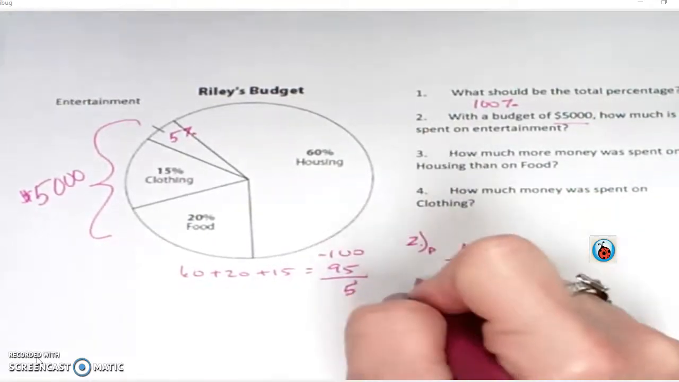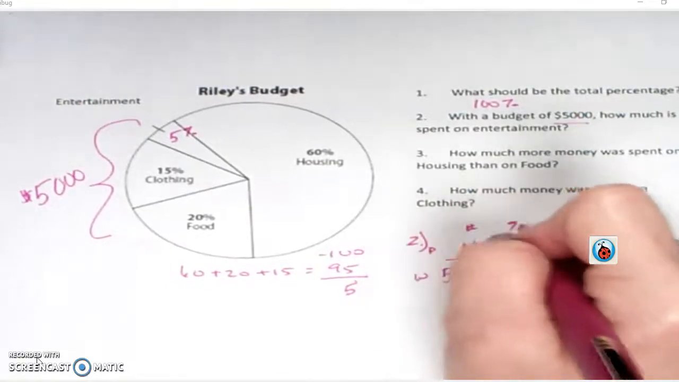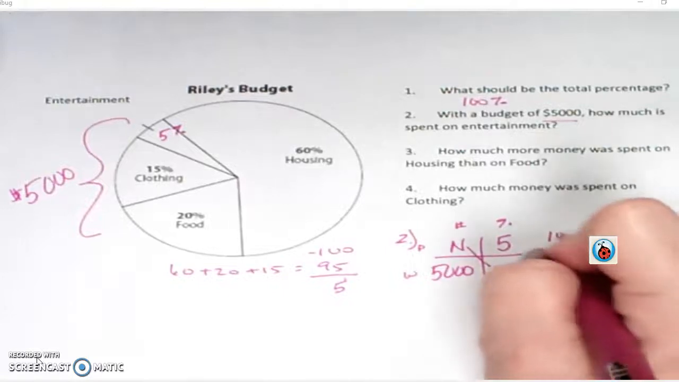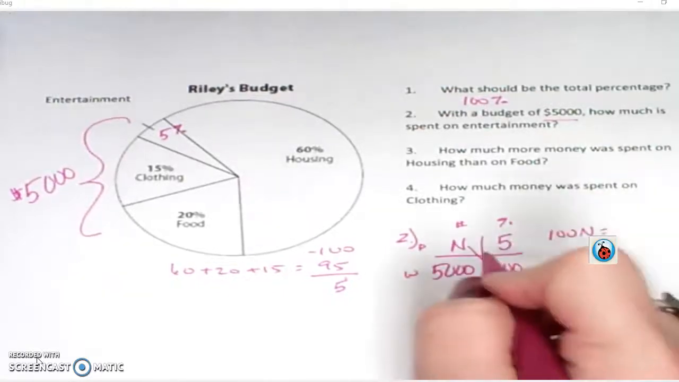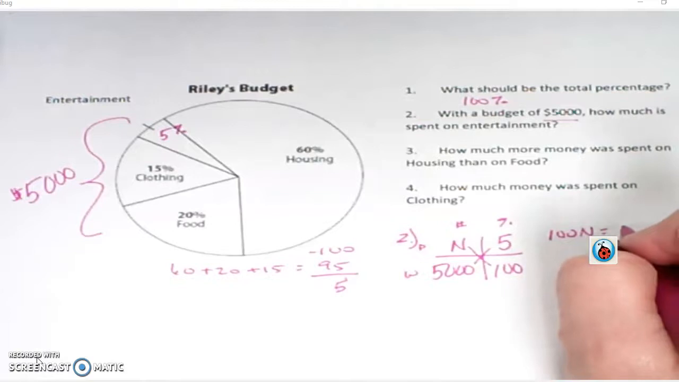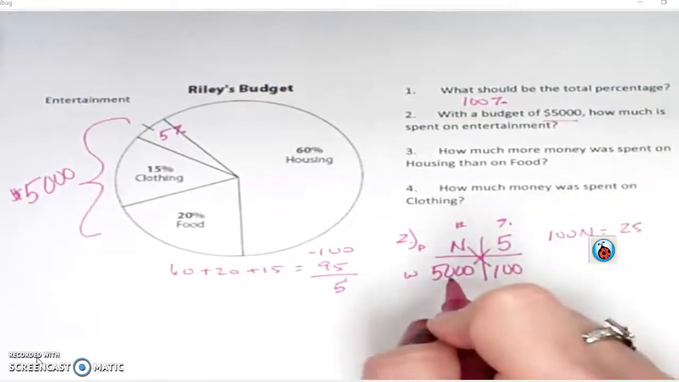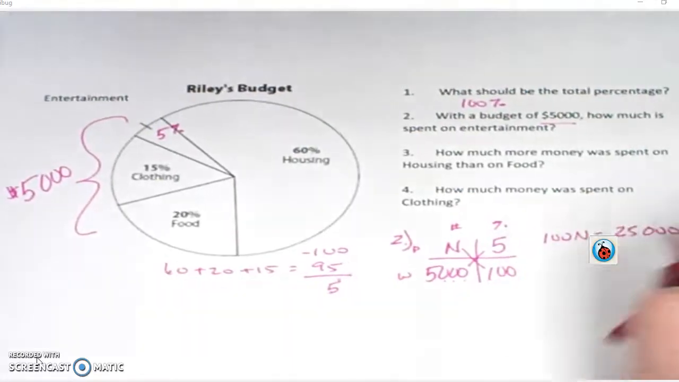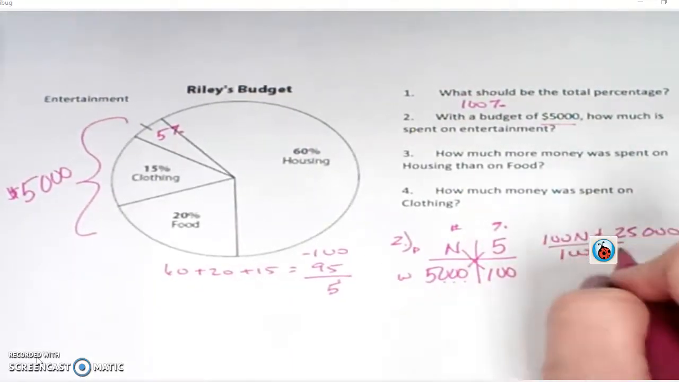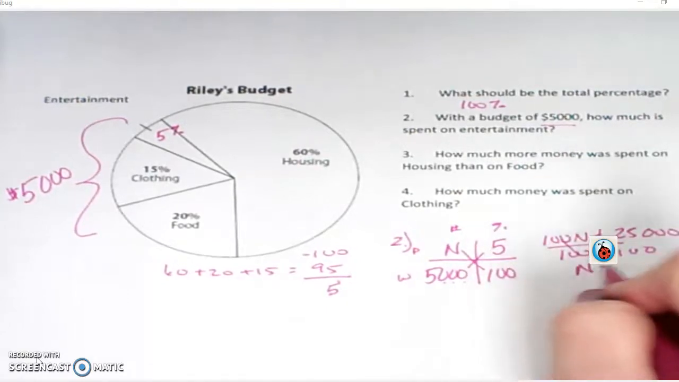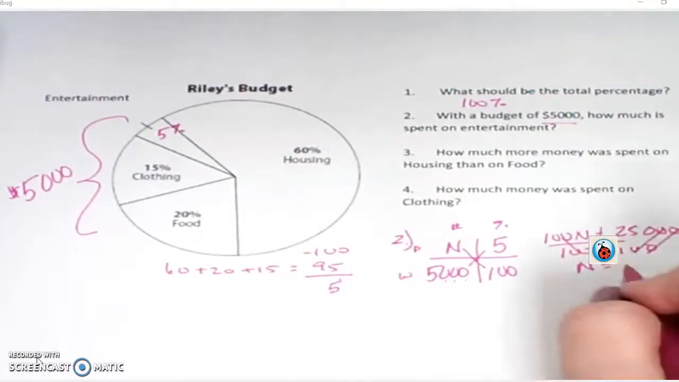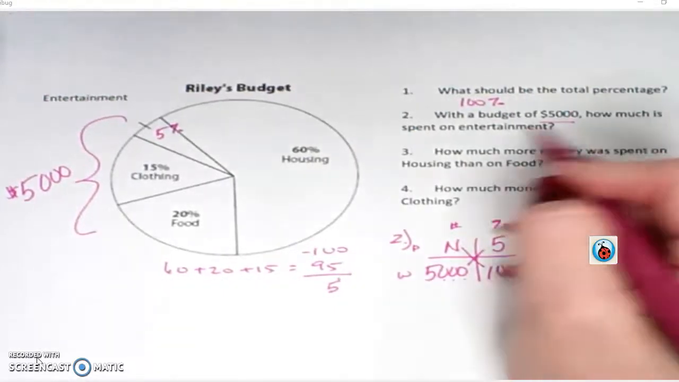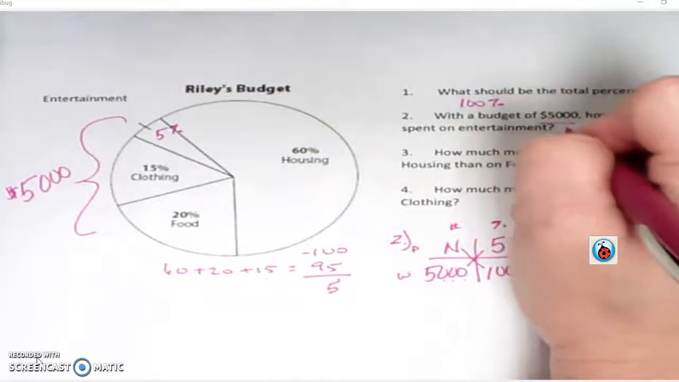So this takes us back to our part, whole, number, percent, 100. 100 times n is 100n. 5,000 times 5. Well, 5 times 5 is 25. Add 3 zeros. We now need to divide by 100. Cross out, and your answer is $250. So the budget, how much you spent on entertainment, was $250.